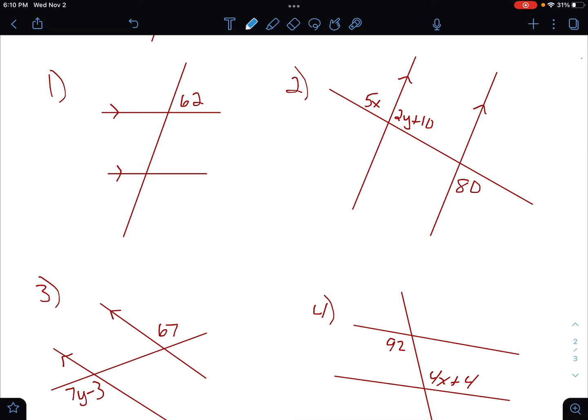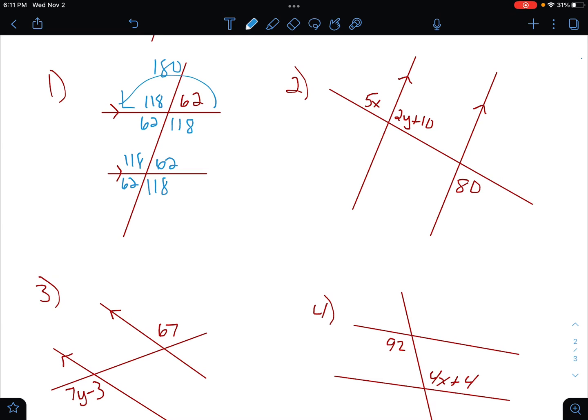All right, let's find all the angles for number 1. So let's see. 62, we have corresponding. So this one, we have 2 vertical angles. Then I could do supplementary. So I know these add to 180. Well, 180 minus 62 would be 118. Then I have vertical. And then I have alternate interior and vertical. And there you go. Now let's do some solving.